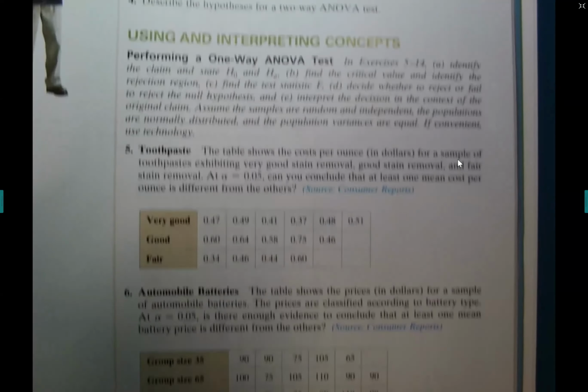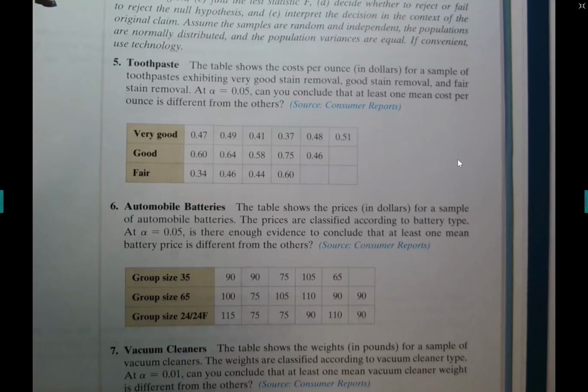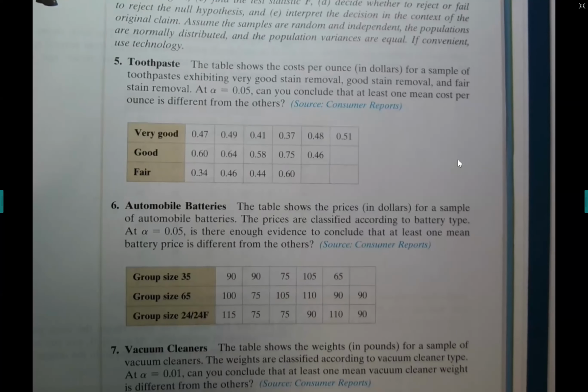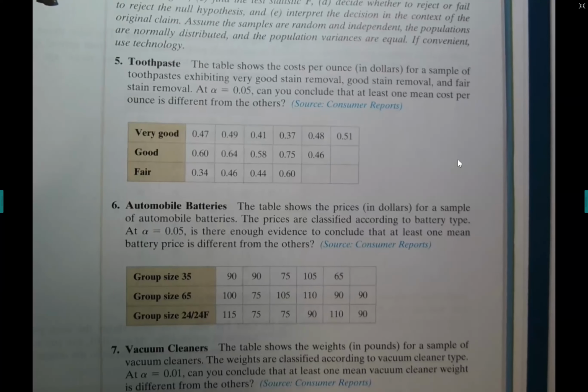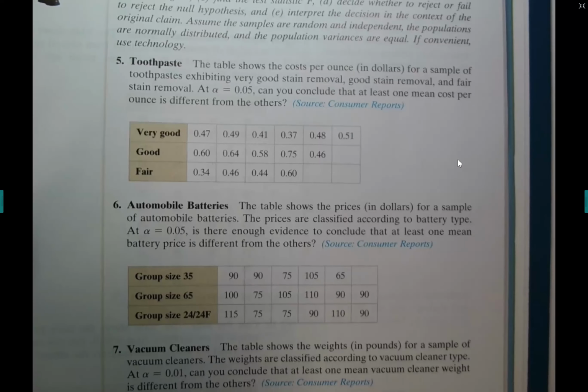Here is another one. The table shows the prices in dollars for a sample of automobile batteries. You can see we have more than 2 samples. You have 3. The prices are classified according to battery type. At alpha equal 5%, is there enough evidence to conclude that at least one mean battery price is different from the others?